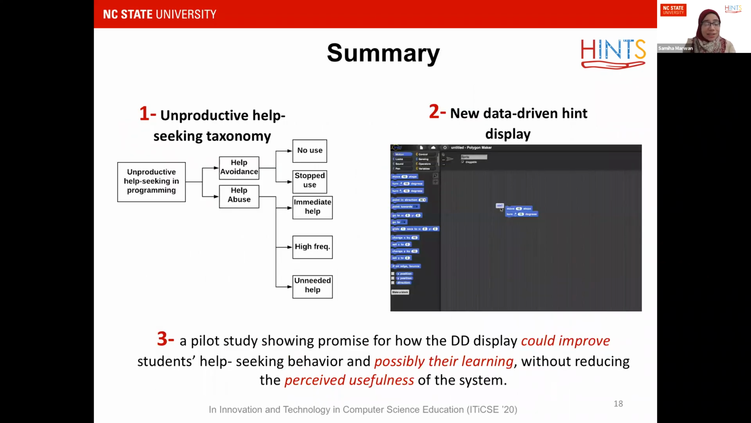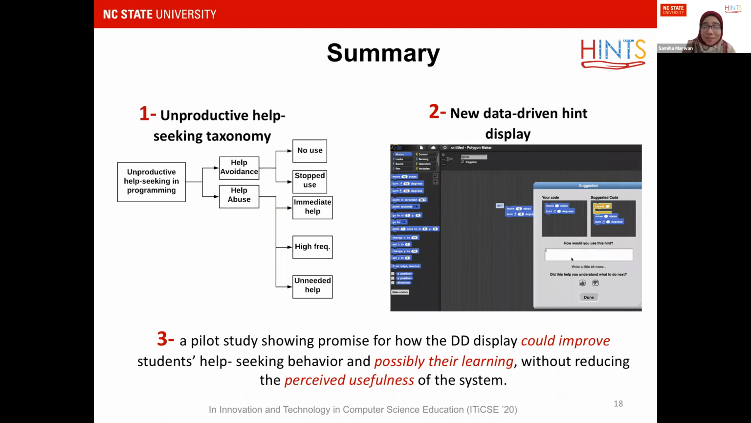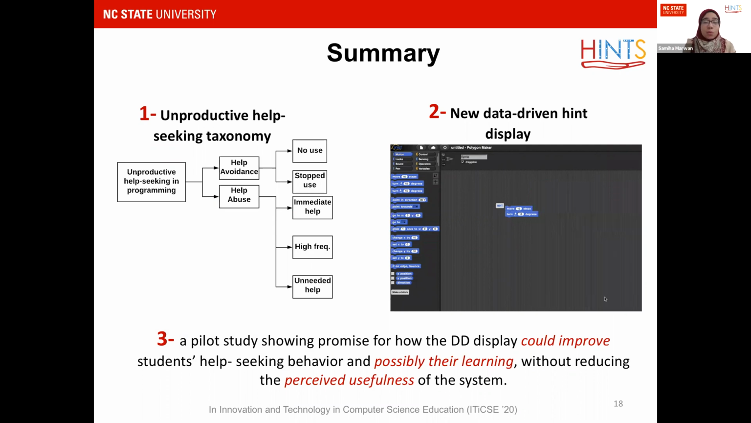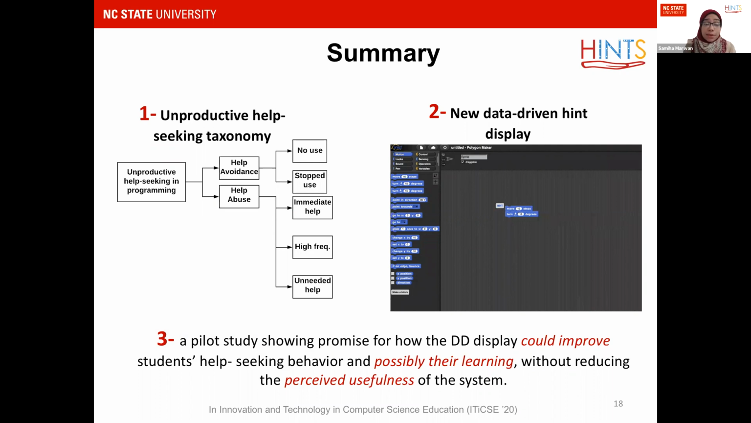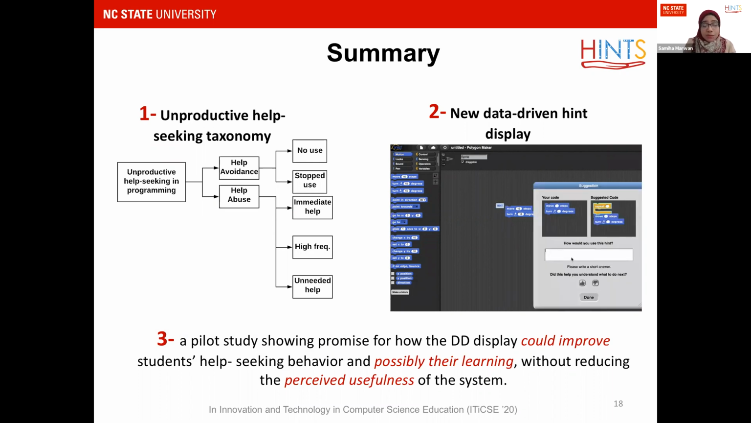So in summary, the outcomes of my work are that we designed a taxonomy for unproductive help seeking. Then we used this taxonomy to develop a new hint display design to improve students' help-seeking behavior. And we conducted a pilot study that shows that the new hint display could improve students' help-seeking behavior and possibly their learning without reducing the perceived usefulness of the system.